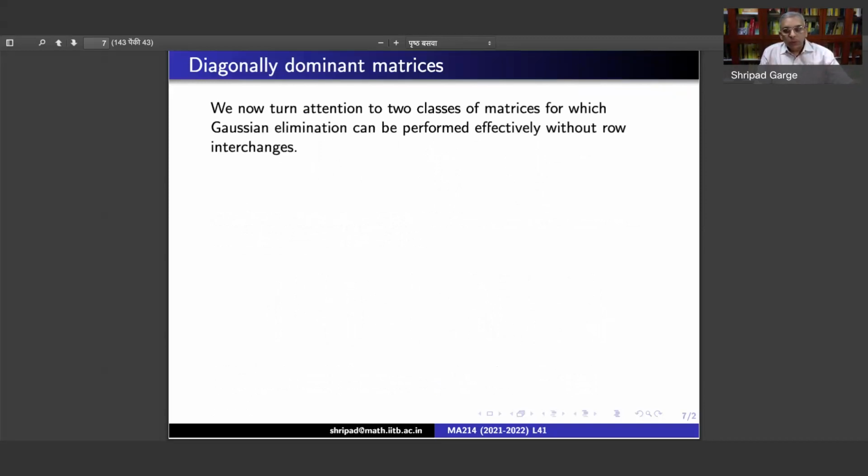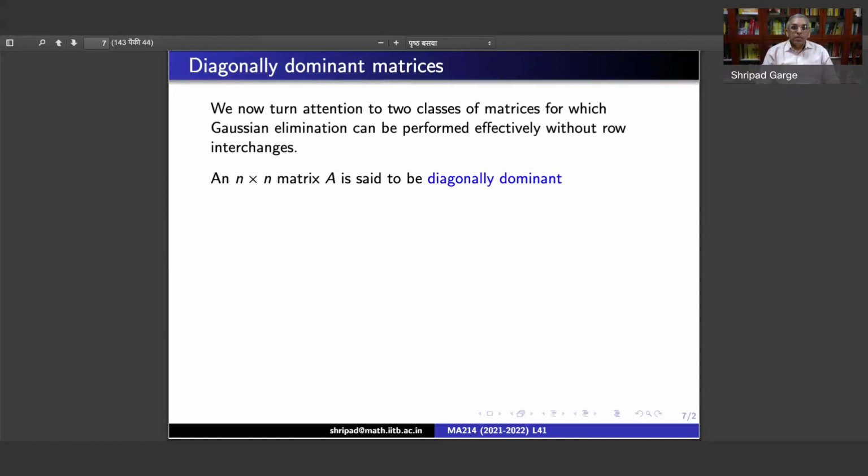So these are the two particular classes of matrices for which we are going to study how the Gaussian elimination can be performed effectively without row interchanges. The "effectively" is something which will be clear towards the end of the lecture. But at least without row interchanges, we can apply the Gaussian elimination without changing the rows. No interchanges of rows. So what is a diagonally dominant matrix?